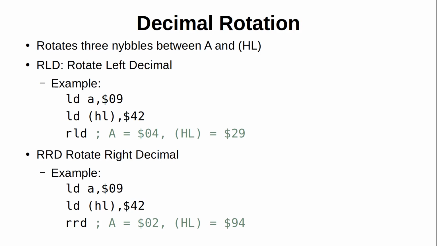For RRD, it simply goes in the opposite direction, with the lower nibble of A shifting into the upper nibble of memory. The former upper nibble of memory is shifted to its lower nibble, and finally, the former lower nibble of memory shifting into the lower nibble of A. Again, the upper nibble of A is unaffected. For both of these instructions, the carry bit is preserved, unlike the other kinds of rotation.